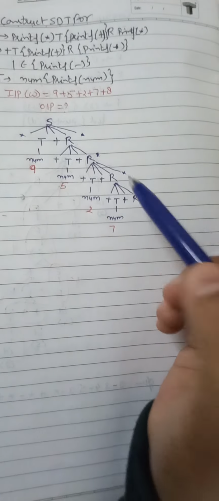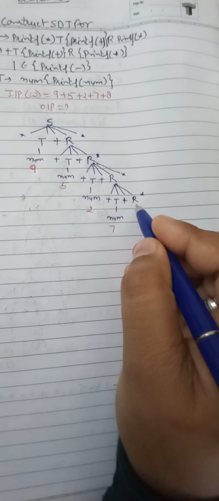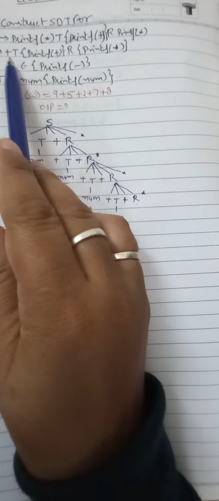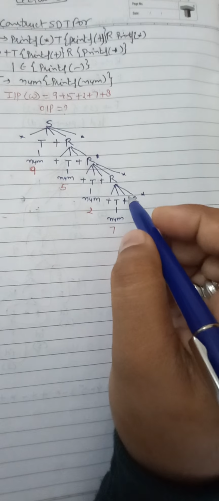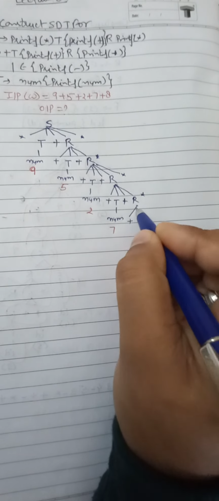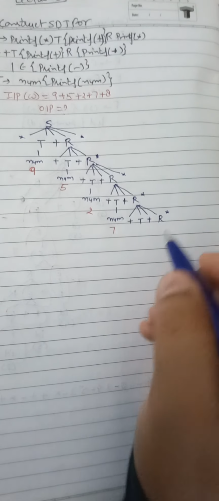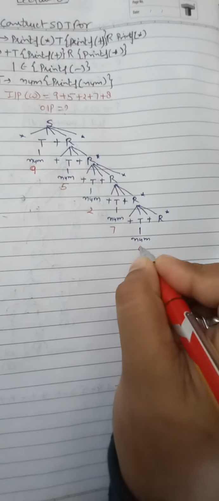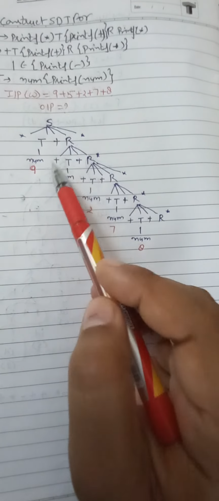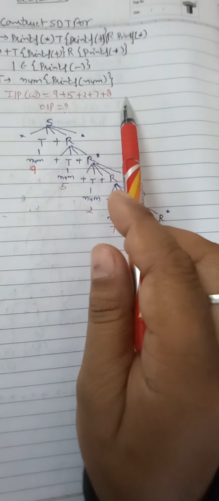Again one more time we need to do it because it is required. So again we will do the same thing, R, because in R we have plus T plus R multiplication. So plus T plus R and multiplication. So with this num what will we get? We will get 8. So the input is 9 plus 5 plus 2 plus 7 plus 8. So that we will get.